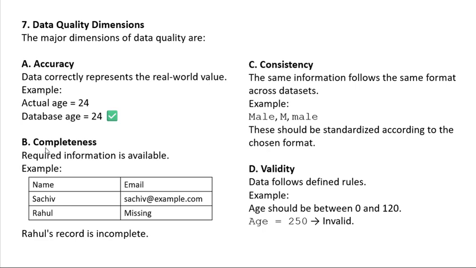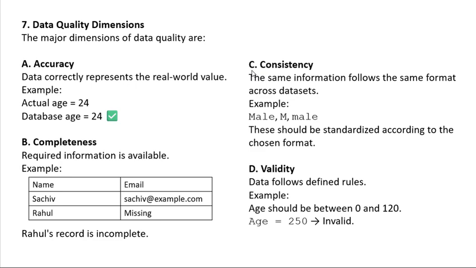And second is completeness. The required information should be available, such as names and emails. For example, in the second customer's data, the email is missing, and Rahul's record is incomplete.